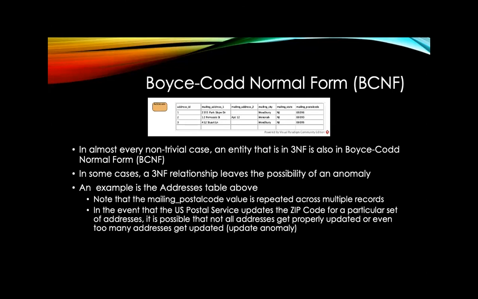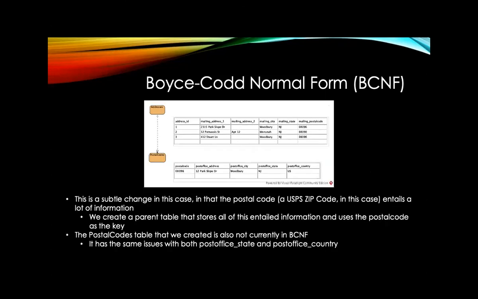We get files from the Postal Service every so often that we reload in, and it goes out and updates all of the zip code information when they change. So in big mailing operations, it's definitely an issue. So in this case, I might break mailing postal code out into a postal codes table. And let me see if I put this in as the slide or not, to fix this third normal form update anomaly.